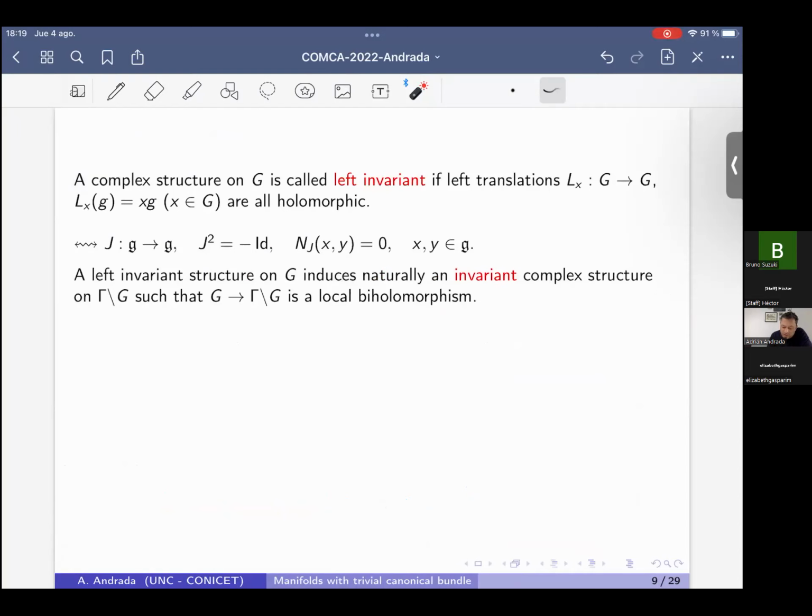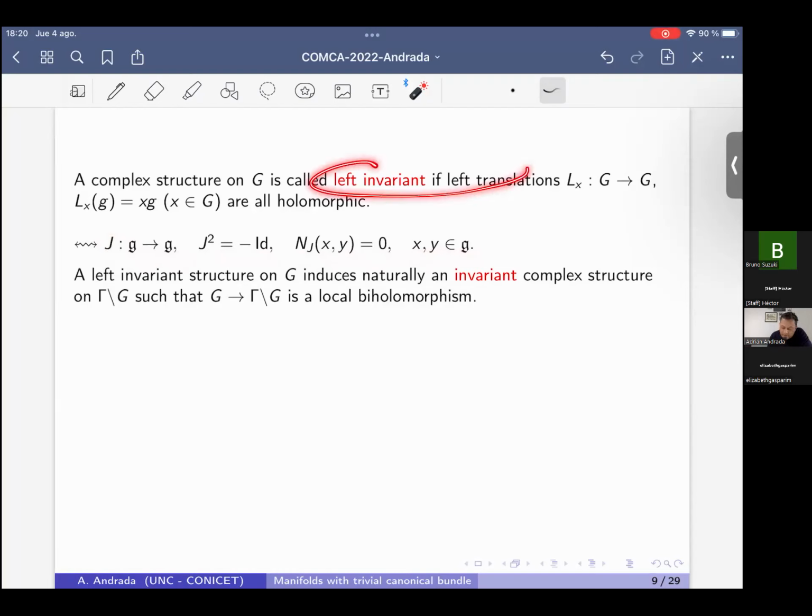A complex structure on this Lie group, nilpotent or not, is left invariant if the left translations are all holomorphic. And when we have that property, the complex structure is determined by what happens at the identity. So it is the same as working with the Lie algebra, an endomorphism of the Lie algebra whose square is minus identity, and the Nijenhuis tensor vanishes for the elements in the Lie algebra.